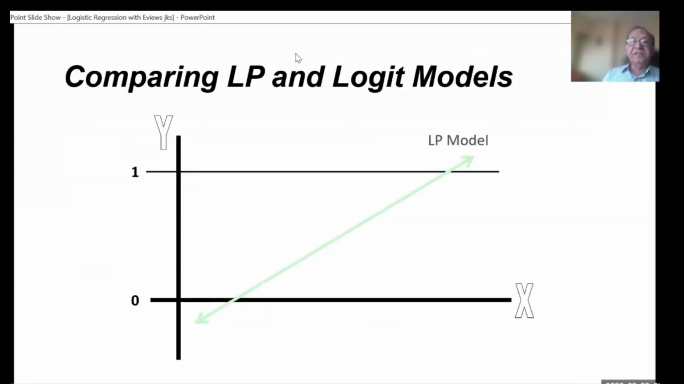Now, if we compare the linear probability model and the Logit model, as I have already explained, the linear probability model will cross these two lines, 0 and 1, though we don't want it. But the Logit model will remain within 0 and 1. That is the benefit of the Logit model, because it will not cross the 0 and 1 lines.